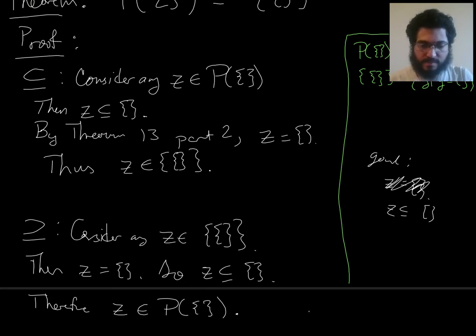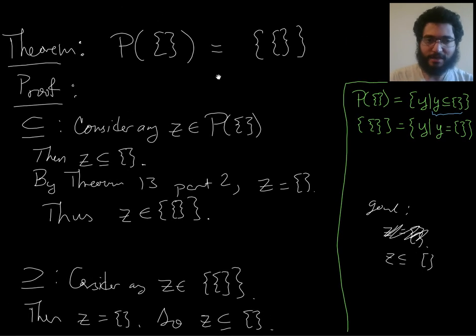And that's it. So that finally proves what we intuitively saw to be true, namely that the power set of an empty bag is a non-empty bag which consists of just one thing in it, which is itself an empty bag.